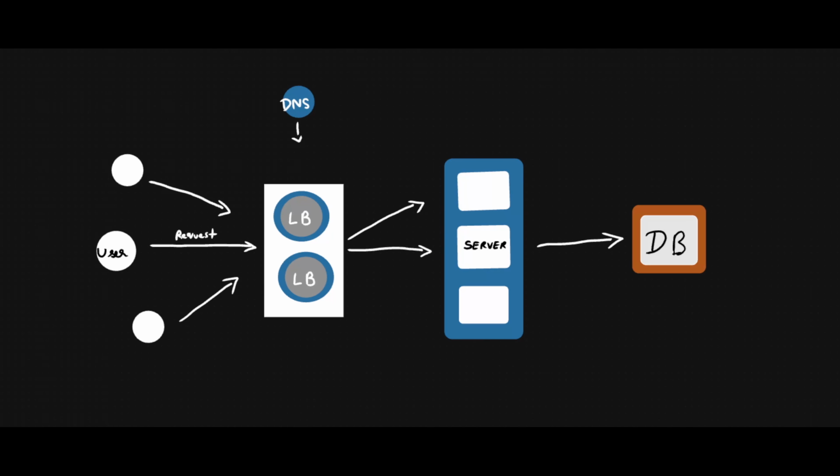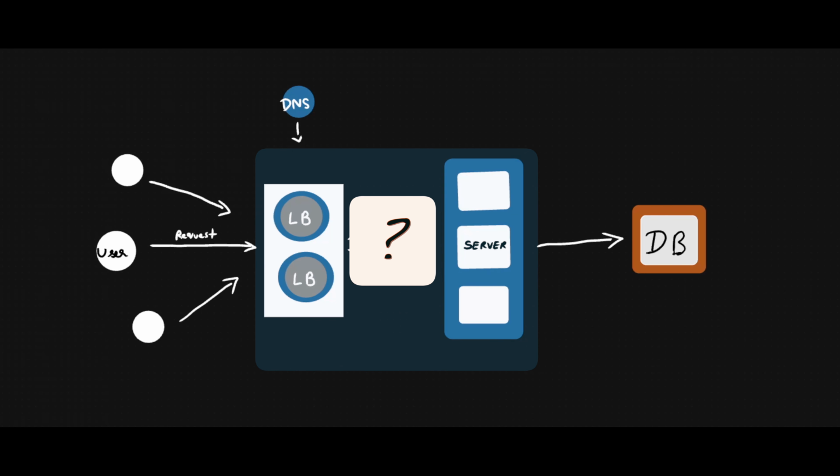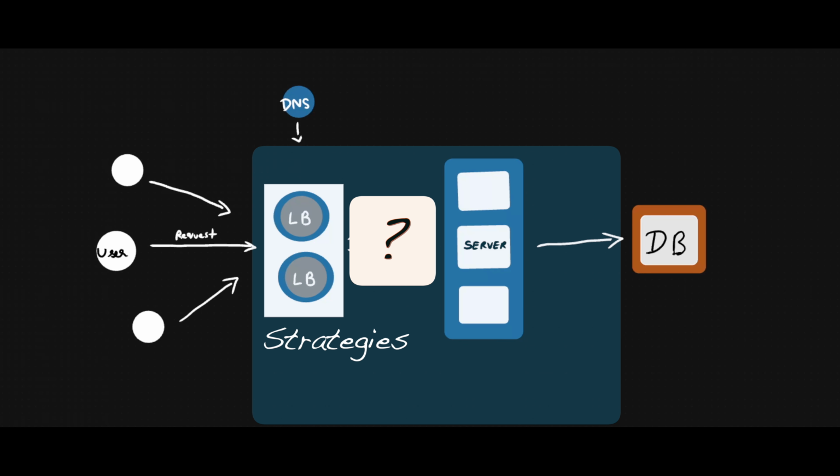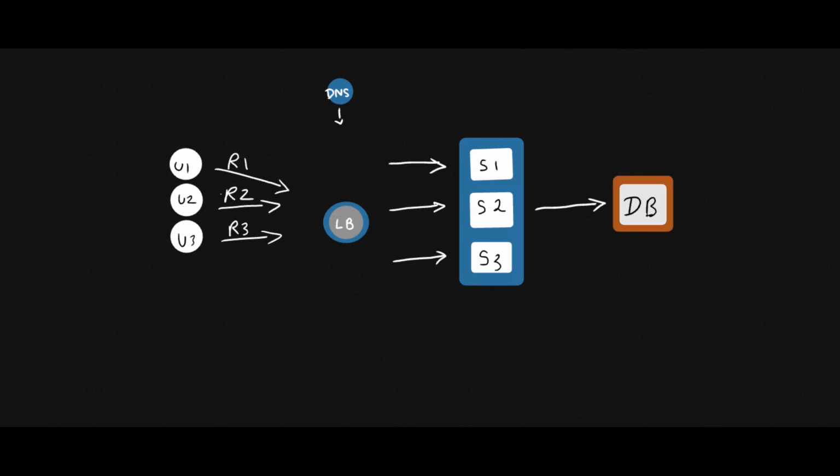Once a request reaches the load balancer, how does it decide where to send it? There are multiple strategies or algorithms: round robin, least connections, IP hash, and more. Each of these has its own pros and cons. Let's understand one simple approach. Let's go with round robin. This is the simplest form of distribution.